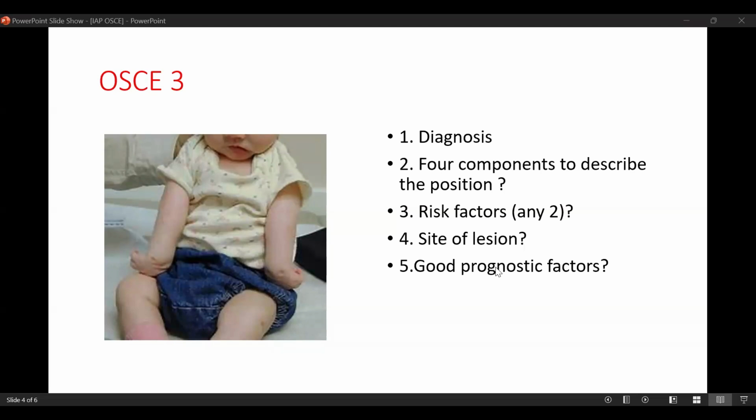What are the risk factors? Site of lesion is C5, C6, C7. Any two risk factors? Yes, large baby delivered, macrosomia. Okay, shoulder dystocia, yes. What are the good prognostic factors?